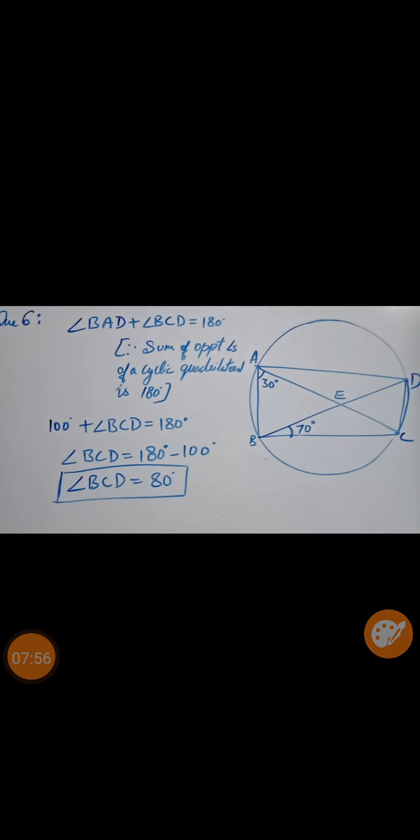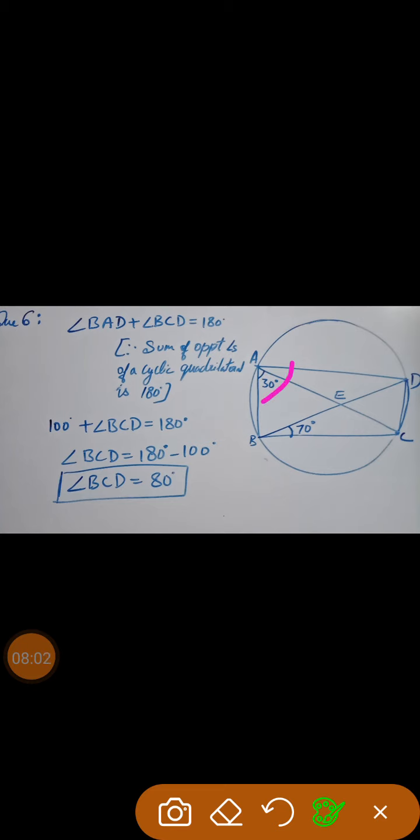Now see, angle BAD plus BCD is equal to 180 degrees. How are these equal? Because we know that the sum of opposite angles of a cyclic quadrilateral is 180 degrees. We know that this is a cyclic quadrilateral, it is given in the question. So the sum of these two will be 180 degrees.